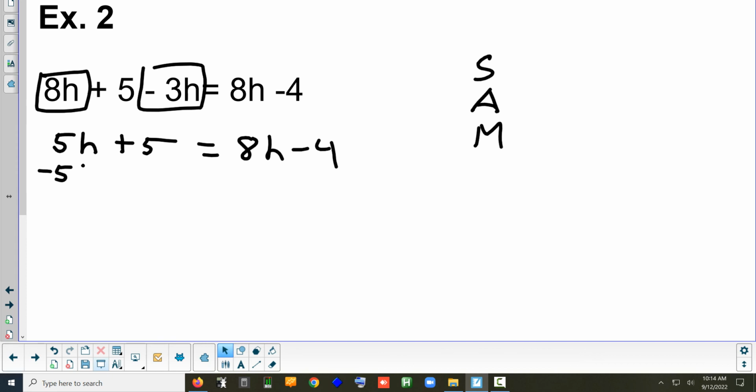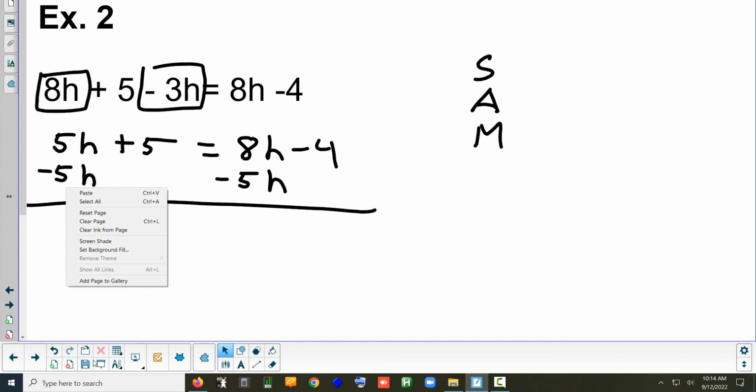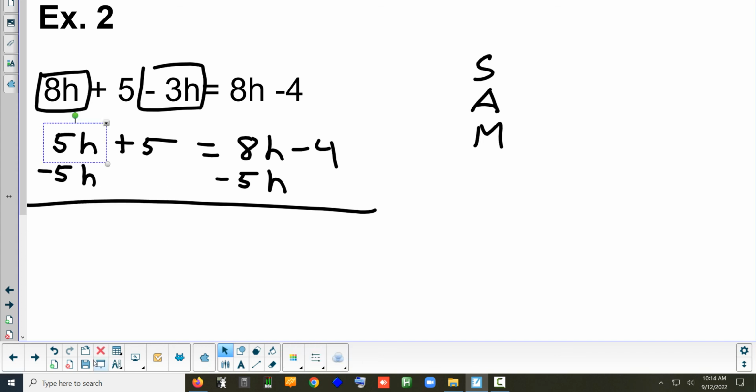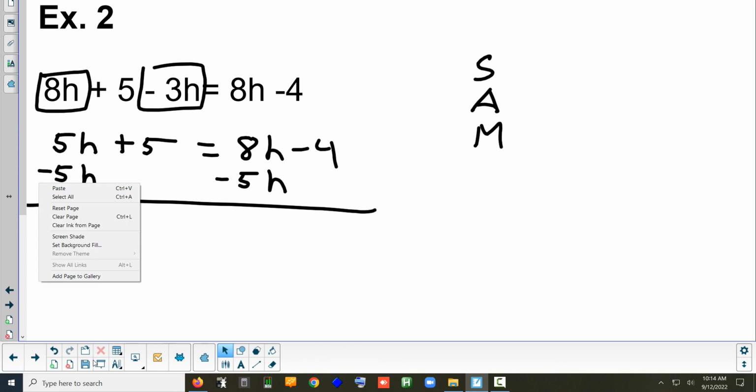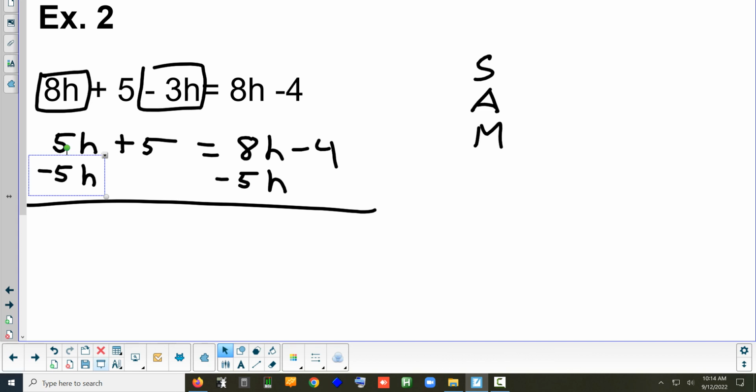Let's subtract 5H from both sides. When we do that, Abby, what's 5H minus 5H? If I had 5 minus 4, that would leave me with H. You have 5, you spend 5. What do you have left? I give you $5, you spend $5. 0. So that's gone. 0. It cancels out completely.